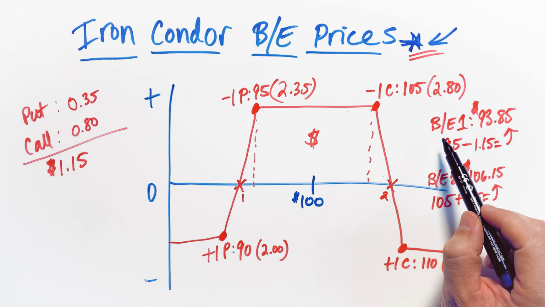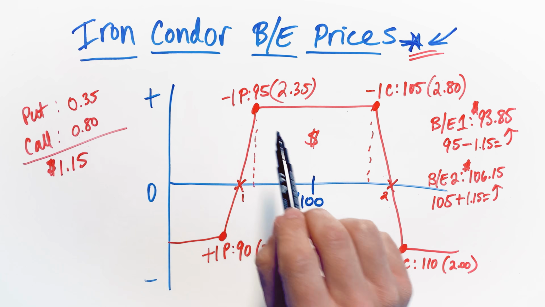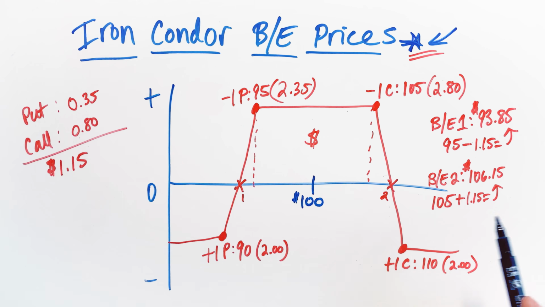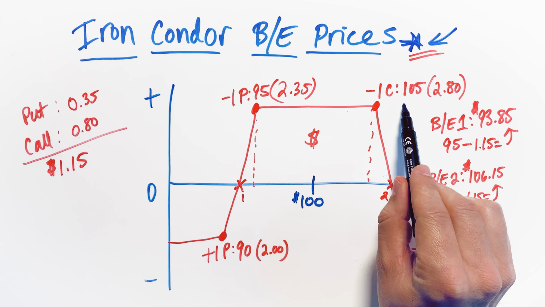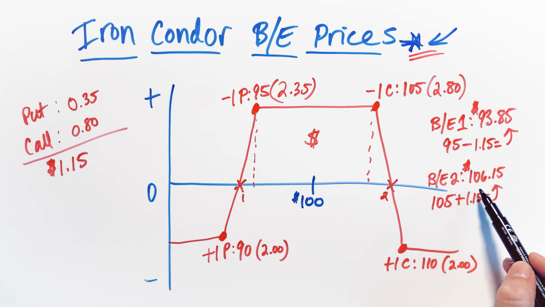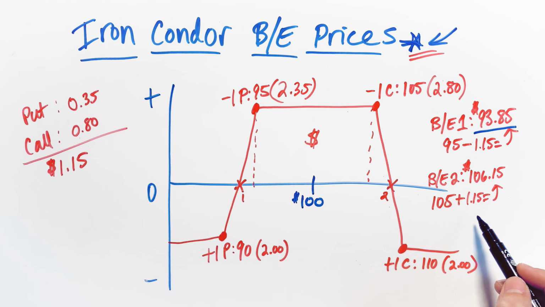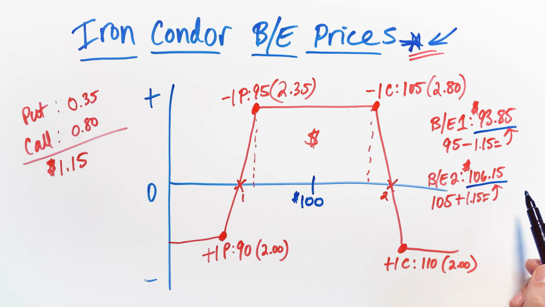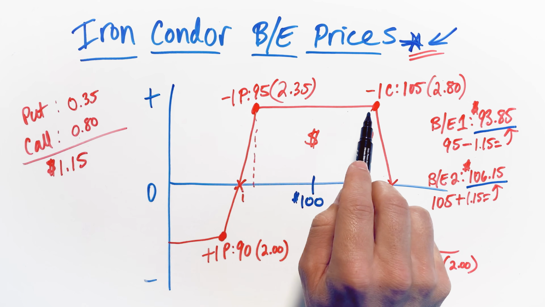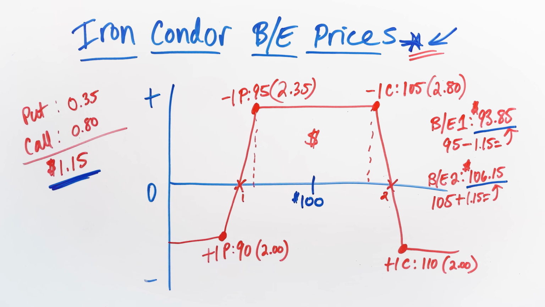Again, as a reminder, to calculate the first break-even point on an Iron Condor, you take the strike price of your short put option contract and subtract the credit received. The second break-even point, you take the strike price of your short call option contract and add the credit received. Now we know that ideally we want this stock to trade anywhere between 93.85 and 106.15 between now and expiration. And if it trades between 95 and 105, which are our two strike prices, we make our total max profit of $1.15 by expiration.